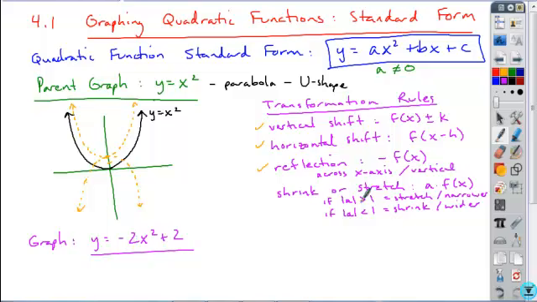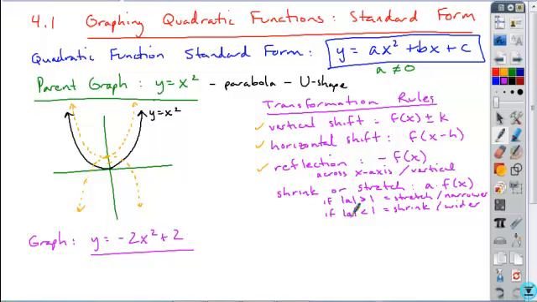So if the absolute value of a is greater than 1, if its value, again disregarding the sign, is something more than 1, then you're going to have a vertical stretch. It's going to be a steeper graph or a more narrow graph.